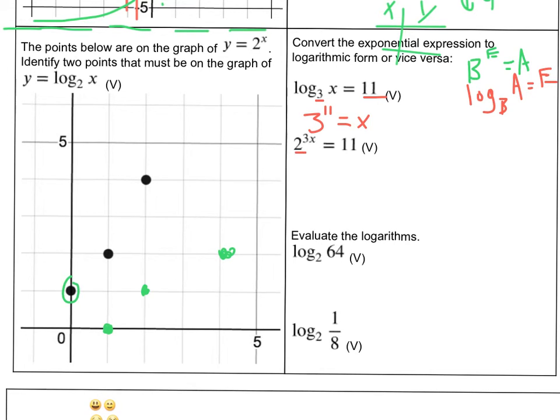For the bottom, I've got to convert it backwards. Here my base is 2, so this is going to be log base 2. My argument or answer is 11, that goes on the inside, and then my exponent would be 3x. Just switching these things around.